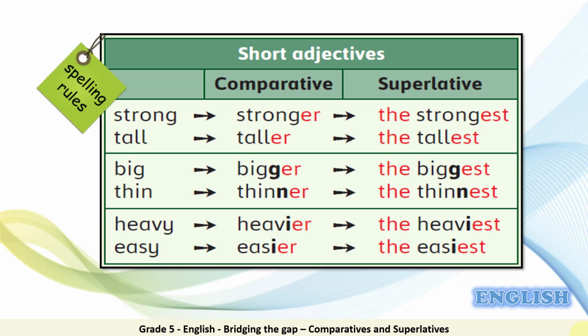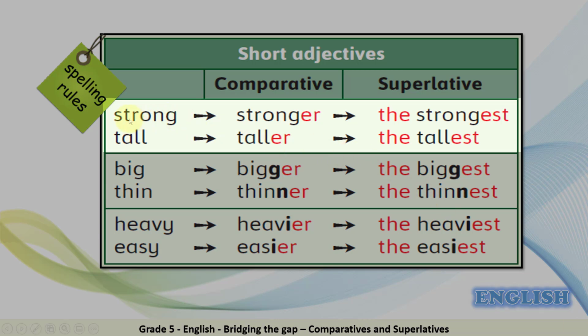We have a few spelling rules you should keep in mind. These spelling rules are related to short adjectives. Look at this table. It has three groups. The first group here is the normal group. We normally add er or est to the short adjective, and no spelling changes, like strong, stronger, the strongest, tall, taller, the tallest.